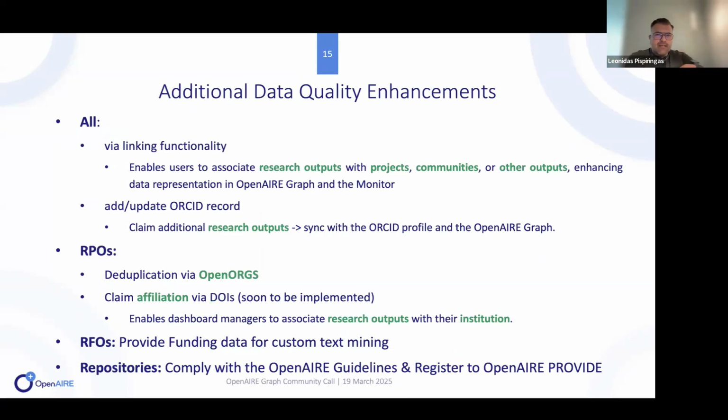So regarding additional data quality improvements, every organization and also user can utilize the linking functionality, where users can associate research outputs with projects, communities, or other outputs, and they can add or update the ORCID records by claiming additional research outputs. For the RPOs, there is, of course, the deduplication, the disambiguation via the OpenORGS platform.